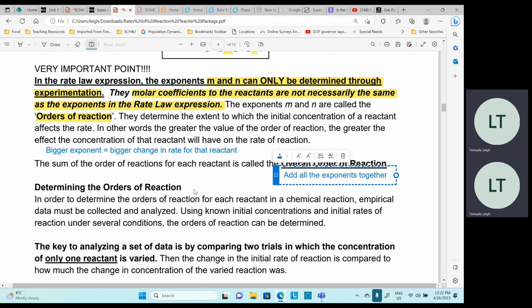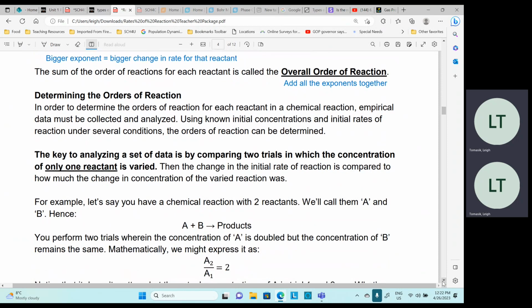In order to determine the orders of reaction for each reactant, or the overall order of reaction, we need to do some experiments. We need empirical data. So we need to run this reaction a few times, and in some trials we keep X the same, and in some trials we keep Y the same. Using known initial concentrations and initial rates of reaction under several conditions, the orders of each reactant can be determined.